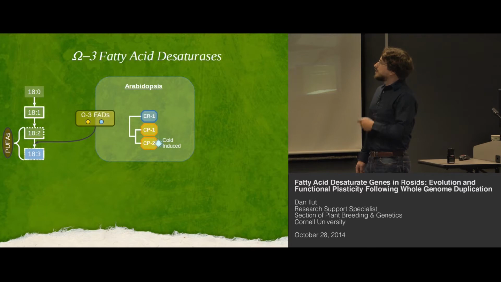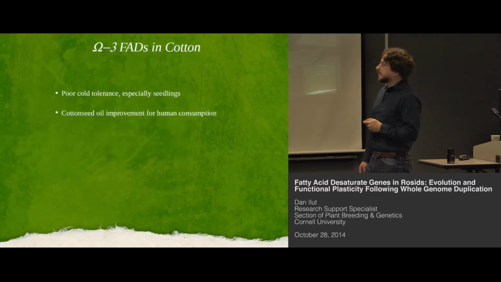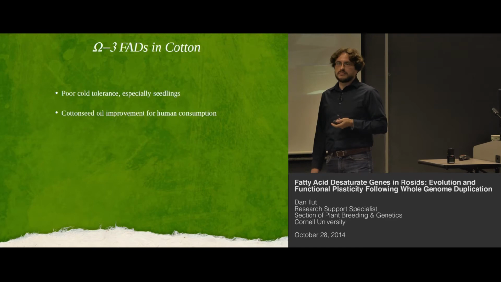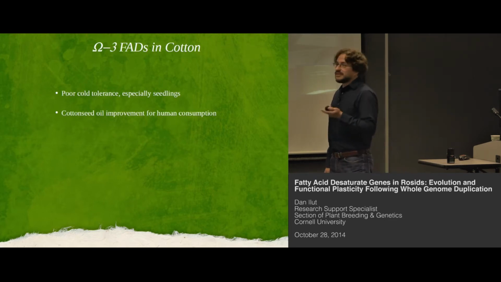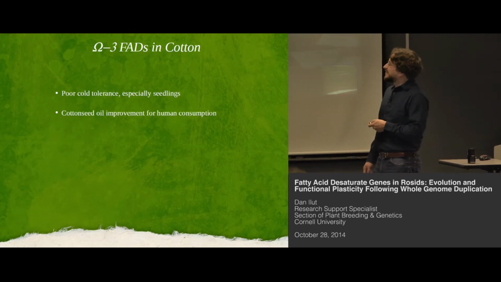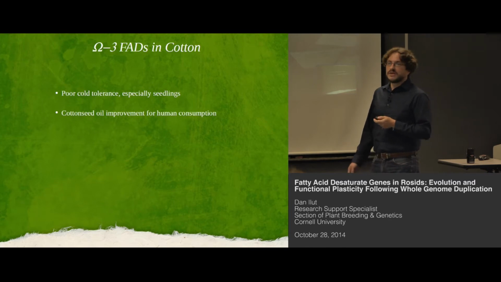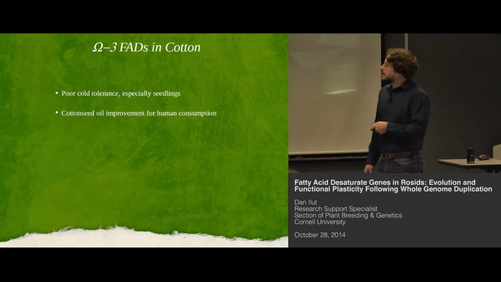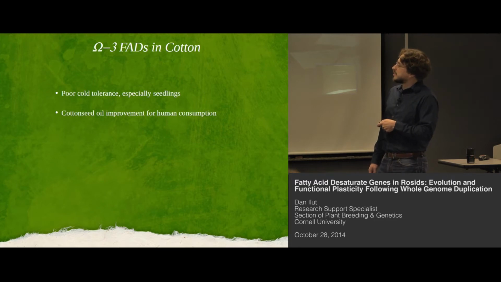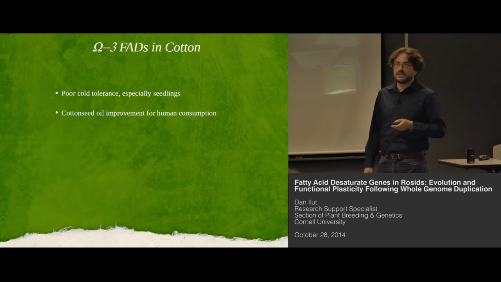So we wanted to expand that story and look in cotton. Why? Well, cotton is a tropical plant, so it's not well adapted to climates like Ithaca, or even anything north of Arizona, really. And especially for seedlings, even when you're planting it out in the desert, a couple of really cold nights can really damage your crops. So we want to see if cotton produces these fatty acids, how it produces it, how much and where. And it's also important for human consumption, for the cottonseed oil improvement, the omega-3 fatty acids.